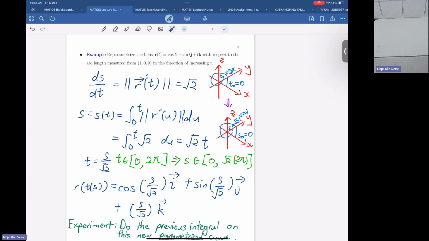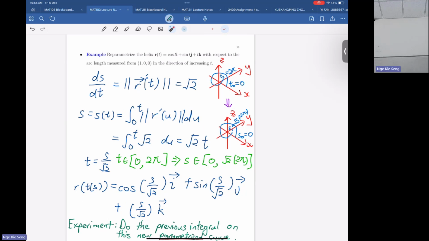Just 1 over square root 2. You should get 1. Can you see that you get 1? If you differentiate all these and then you compute the length, you should get 1. Because the purpose of dividing by this square root 2 here is to cancel out that square root 2. So reparametrization here means you make your speed 1.